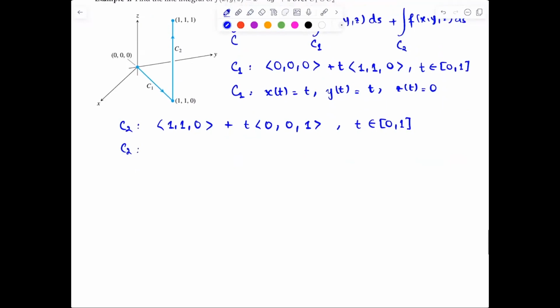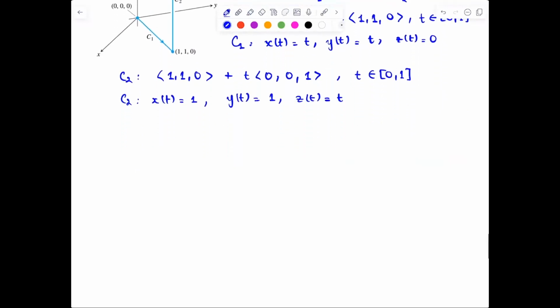Then C2 can be written as x of t is equal to 1, y of t is equal to 1, and z of t is equal to t. Good. Makes sense. All right, so I have two integrals. I'm going to work on the first integral along path C1.